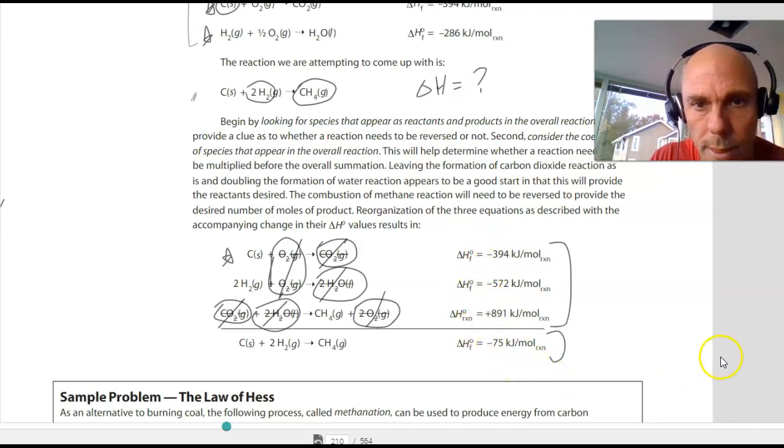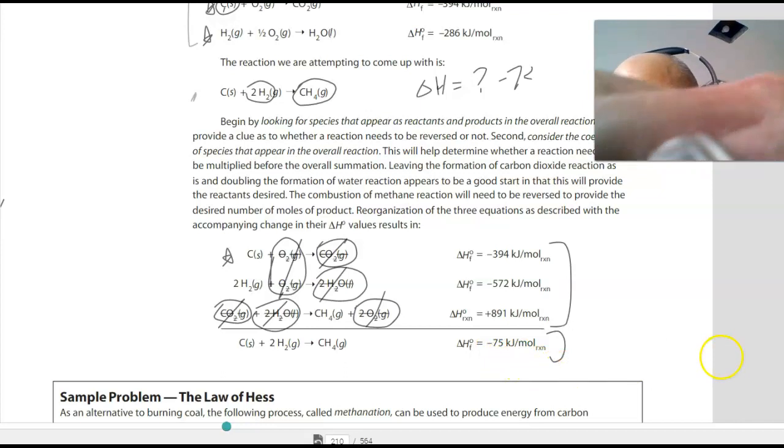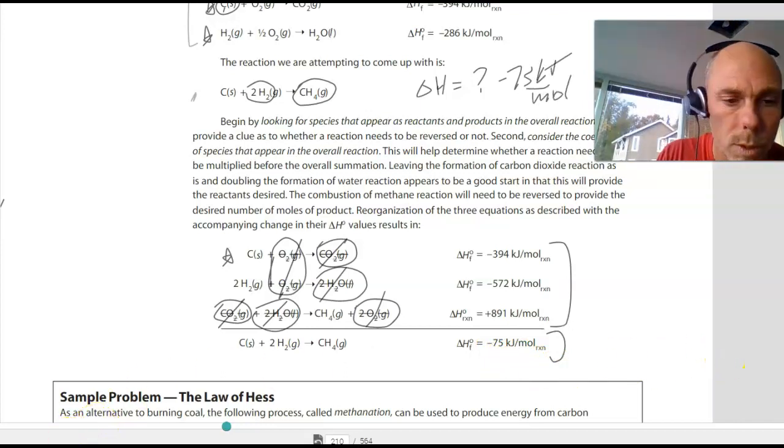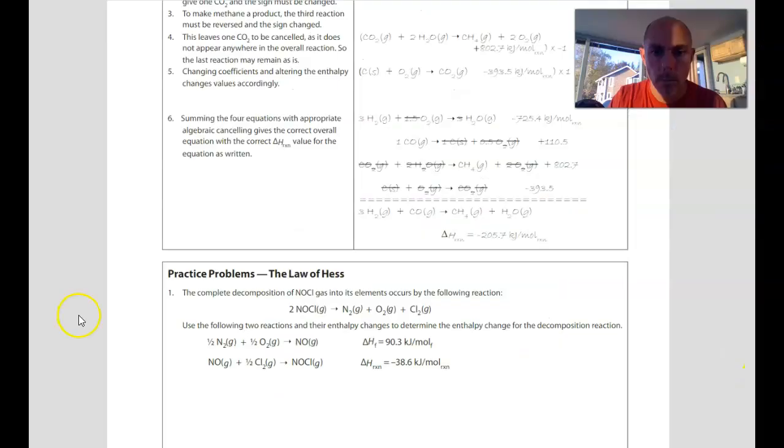So the overall enthalpy of the reaction above is -75 kilojoules per mole. That's Hess's law, and we'll do a couple more as practice.